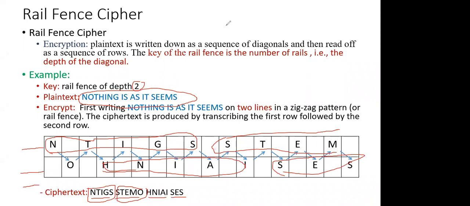But doctor, how do we determine where to stop at M? Okay, first let's read the full text over there. The plain text is written down as a sequence of diagonals and then read off as a sequence. So the key of the rail fence is the number of rails, the depth of the diagonals. So key is 2, and the plain text is this one. First we write it on the 2 lines in a zigzag path, the rail fence. The ciphertext is produced by transcribing the first row followed by the second row.